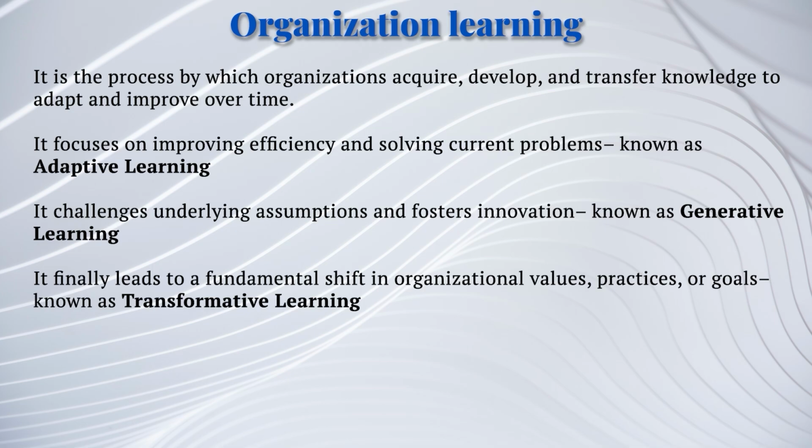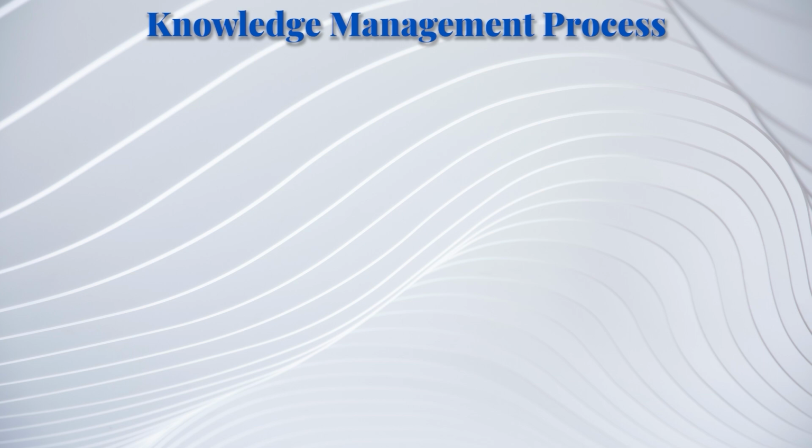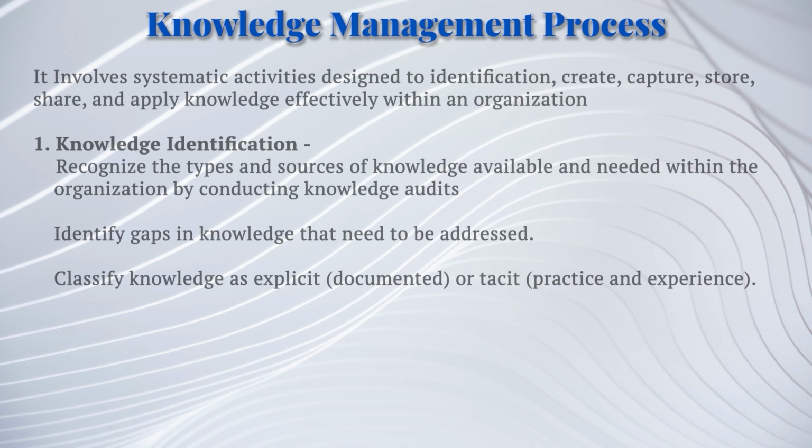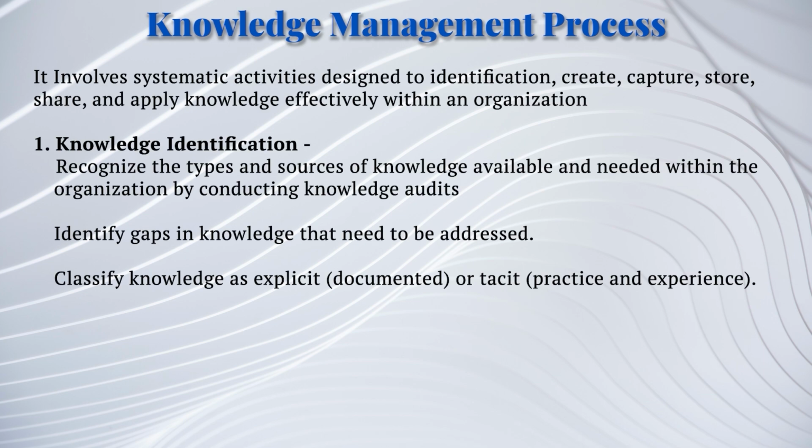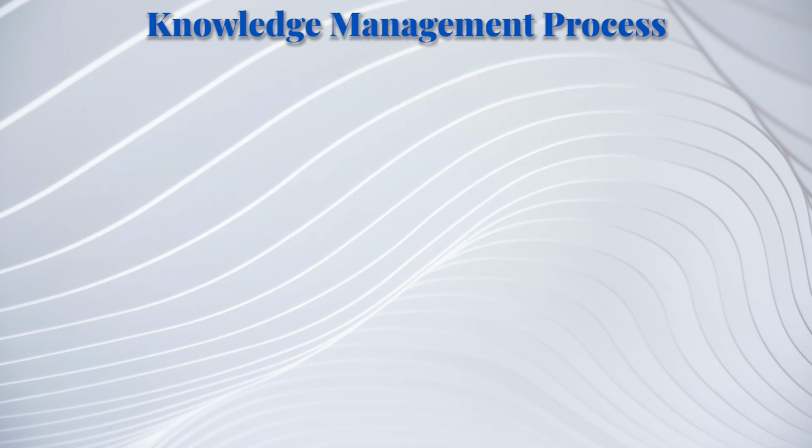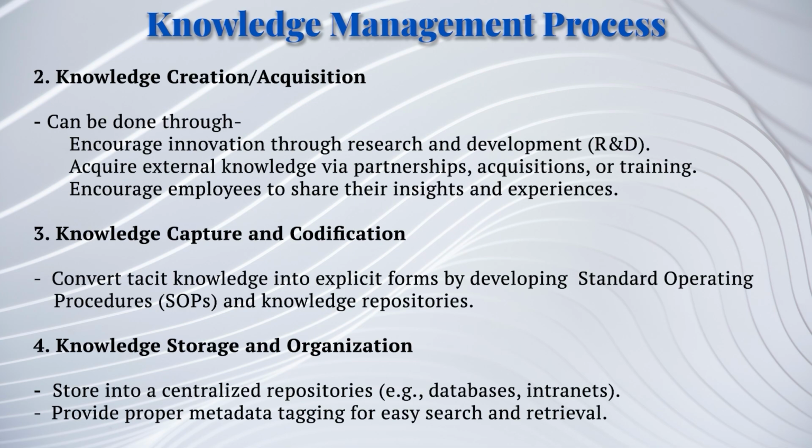Each level of learning represents how organizations understand, interpret and respond to changes in their environment. Now, let us see what is knowledge management process. Knowledge management process involves 7 basic activities. First, identify the tacit and explicit knowledge in or out of the organization and identify the need and find the gap. Second is creating or acquiring the knowledge through research and development or via partnership, training, etc.